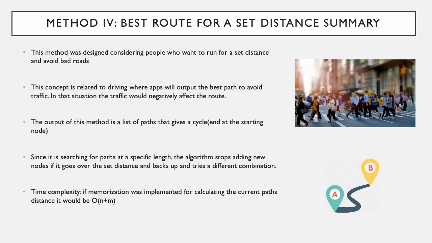What you see on this slide is a summary of method 4. Again, the main idea behind this method is that it was designed for those considering running a given set distance and trying to avoid bad roads. The concept is very similar to driving. Many of the applications that allow drivers to find optimal paths help them avoid traffic. The same idea applies here, but instead of looking at car traffic, we're looking at people traffic.